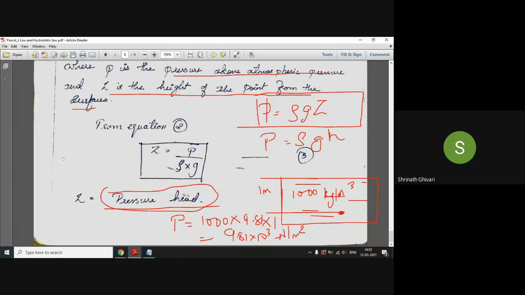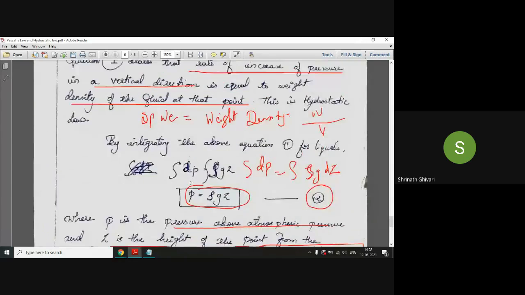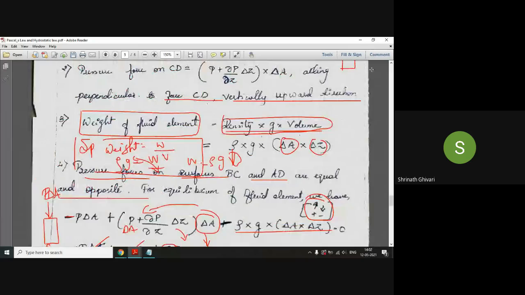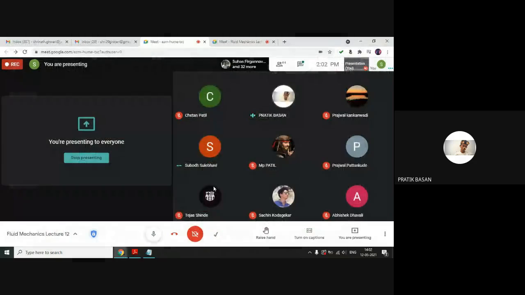We'll be deriving one equation at the end called Bernoulli's equation, where we get this term P by rho g. At that point, this will become the pressure head. When we derive it, I'll let you know this. Any doubts till now? You can ask me. If you want, I'll explain it again. Sir, explain again. Okay.